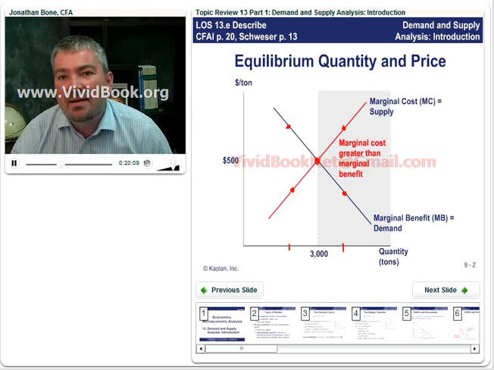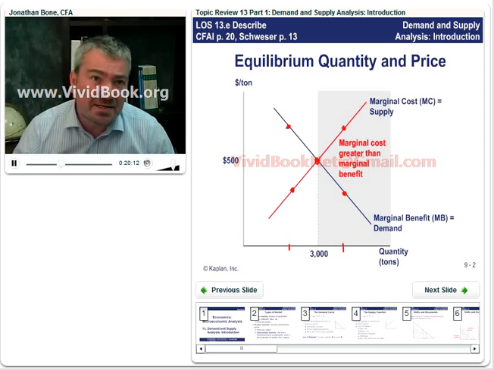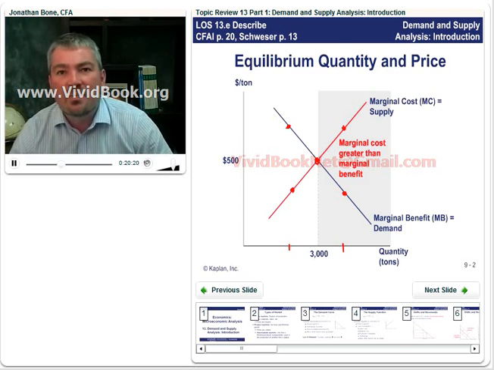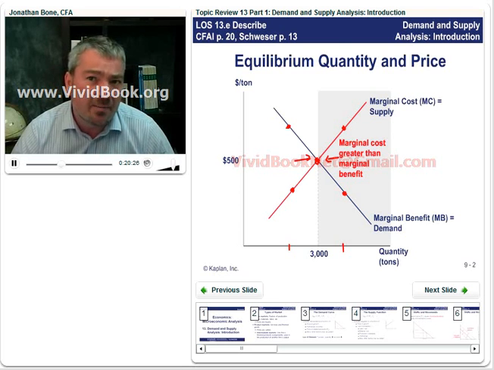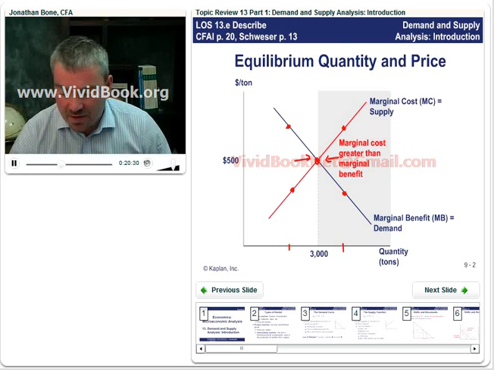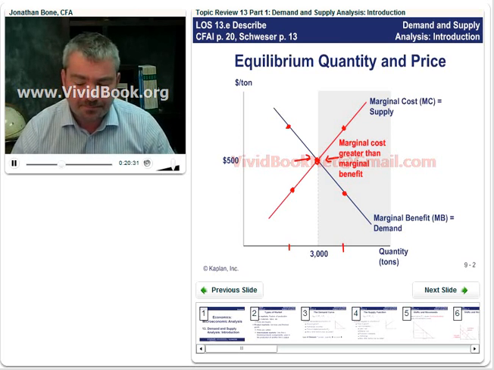As we cut back on production, the marginal benefit, the additional benefit of consumption, is going to rise, and the marginal cost of producing is going to fall until, again, we end up at the equilibrium. So, again, the idea is we should be operating at an equilibrium point where the benefit of consuming one extra unit is equal to the cost of producing it.